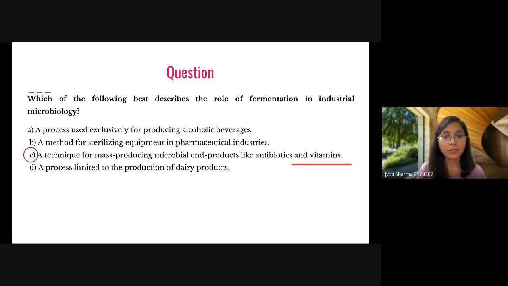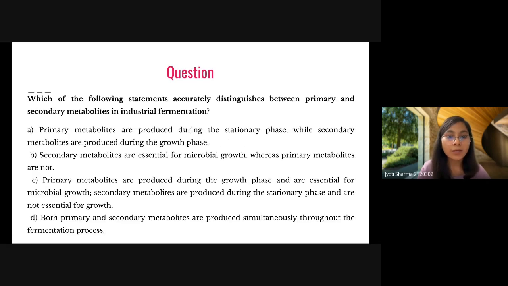Coming to the next question. In industrial fermentation, we have primary metabolites and secondary metabolites. If it is a primary metabolite, then it will be citric acid. But if we have a secondary metabolite, then secondary metabolites are produced during the stationary phase and are not essential for growth. So the remaining options that we had will come under the secondary metabolites.